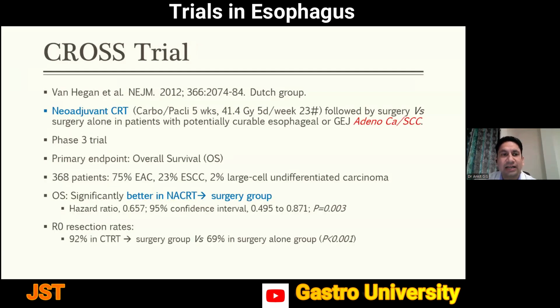This was followed by the CROSS trial by Van Hagen et al., published in NEJM in 2012, which is a Dutch group. They compared the idea of neoadjuvant chemoradiotherapy followed by surgery versus surgery alone in potentially curable esophageal or GE junction adenocarcinomas. So they focused specifically on adenocarcinomas. It was a phase 3 trial with the primary endpoint being overall survival. In this trial, 75% of cases belonged to the esophageal adenocarcinoma group, and they found that overall survival was significantly better in the neoadjuvant chemoradiotherapy group than the surgery group. The NACRT group also had better R0 resection rates, to the tune of 92%.